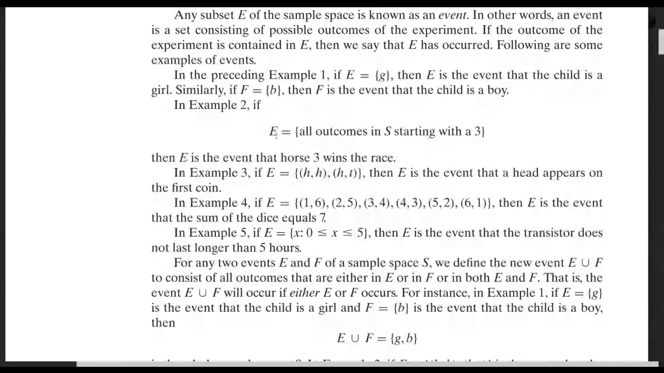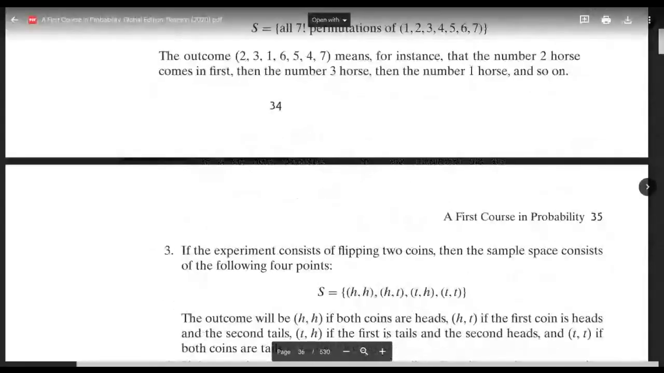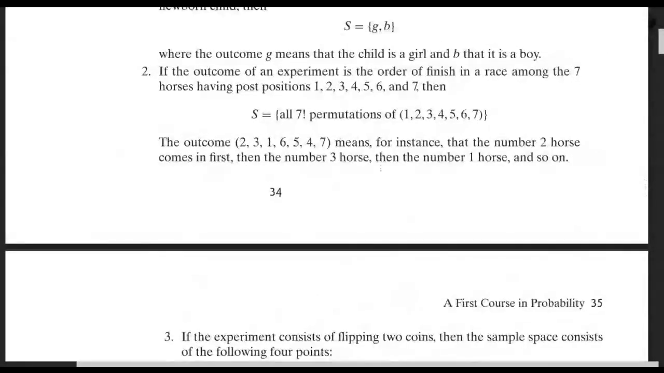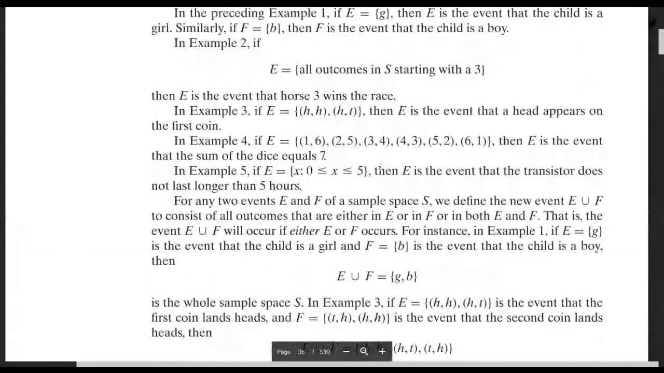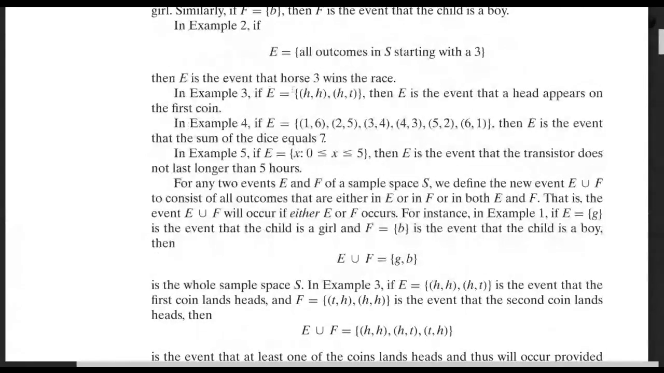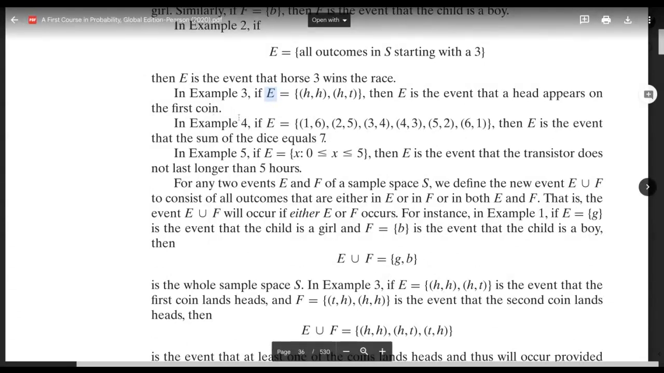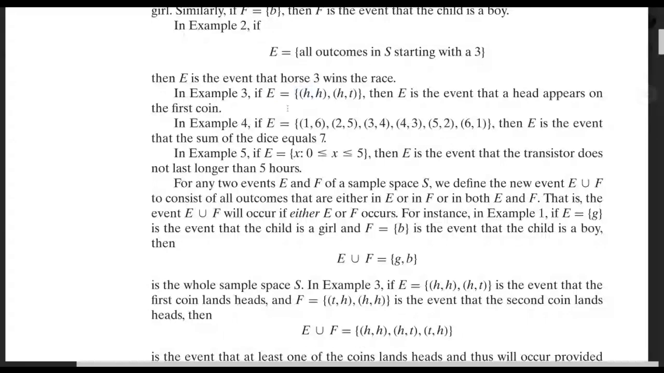In example 2, if E equals all outcomes in S starting with a 3, that was example 2, right? So 7 positions. Then E is the event that horse 3 wins the race. In example 3, if the event equals head-head, so we did the experiment and it landed head-head and head-tail, right? So the event equals this. Then the event E is the event that a head appears on the first coin. It could be head-head and head-tail.